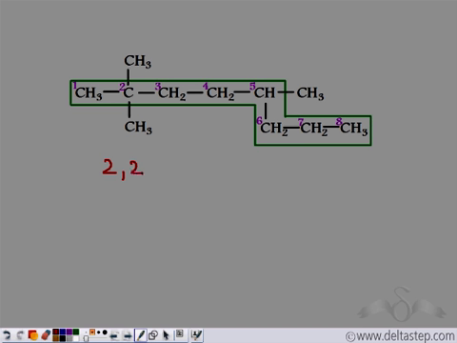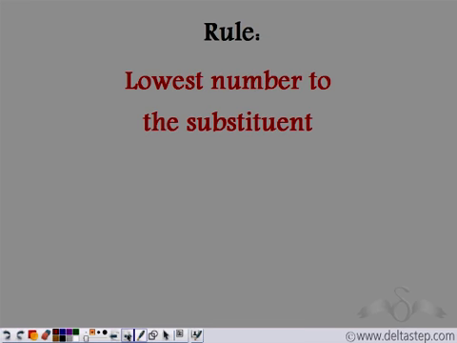Since 2 methyl groups are present at position number 2 and 1 methyl group is present at position number 5, it becomes 2, 2, 5, trimethyl. We use the prefix tri as it shows there are 3 methyl groups present in the organic compound. So for this organic compound, the prefix is 2,2,5 trimethyl. So always remember the rule that whenever we have substituents in an organic compound, we always give the lowest number to the substituent.